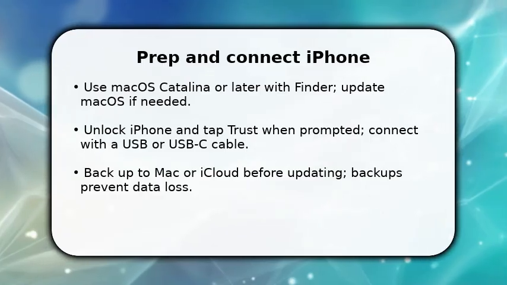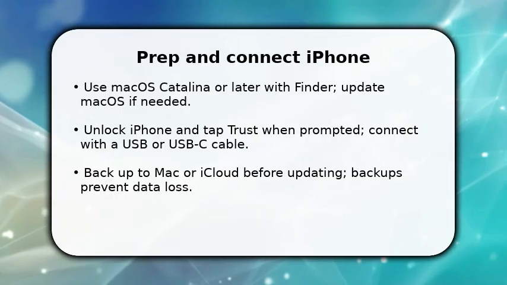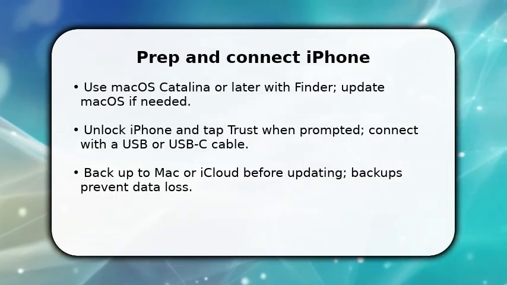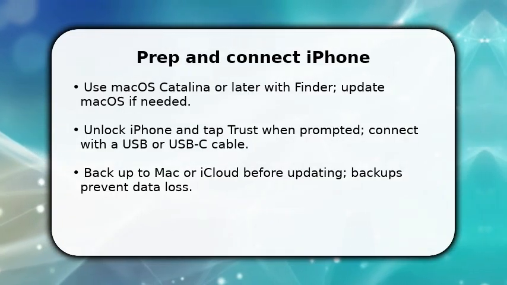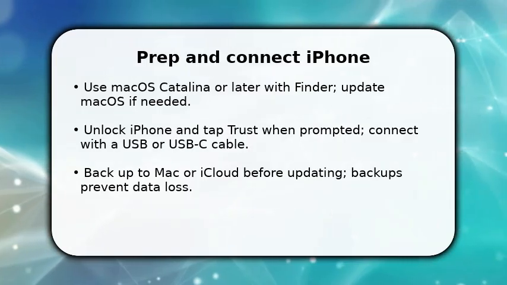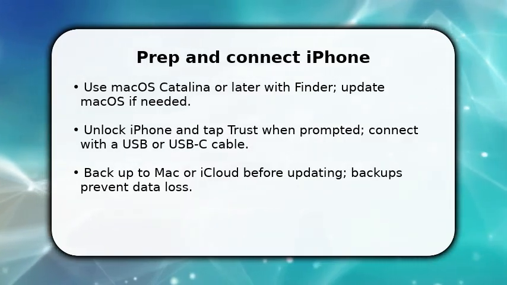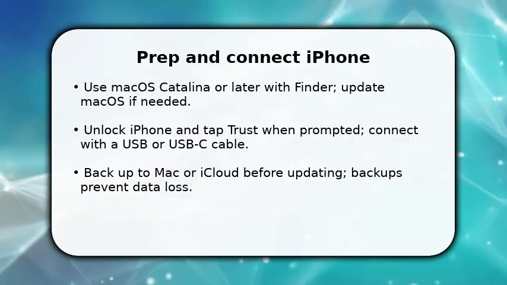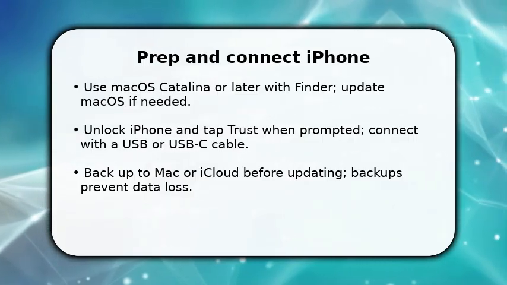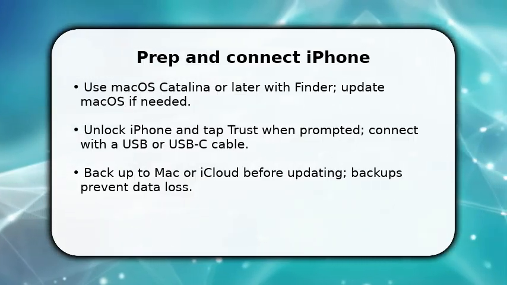You start by preparing your devices. Make sure your Mac runs macOS Catalina or later and that your iPhone is unlocked. Connect the iPhone to the Mac with a compatible cable and tap Trust on the iPhone when asked. That authorizes Finder access. Once connected, open Finder and select your device in the sidebar.